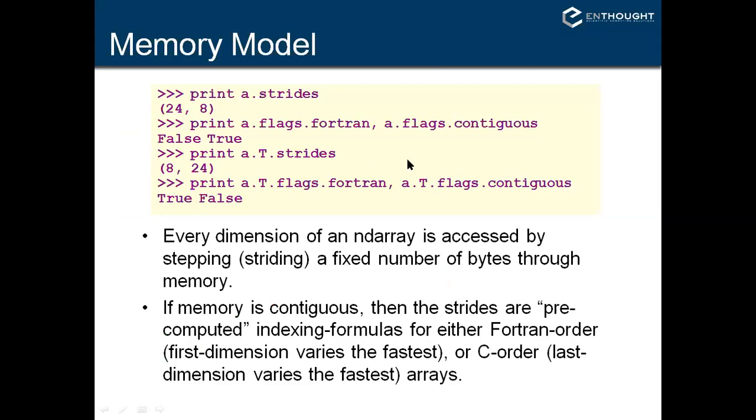Because the memory model always works in finding out how things are being worked at the background of a model, right? So now if I wish to check that every dimension of an n-dimensional array is accessed by stepping a fixed number of bytes through the memory, how are the bytes being done? If the memory is contiguous, I already told you the meaning of contiguous, right?